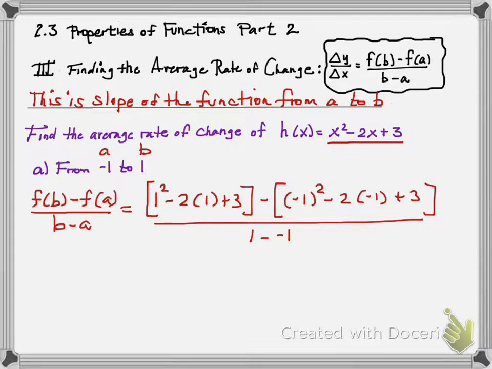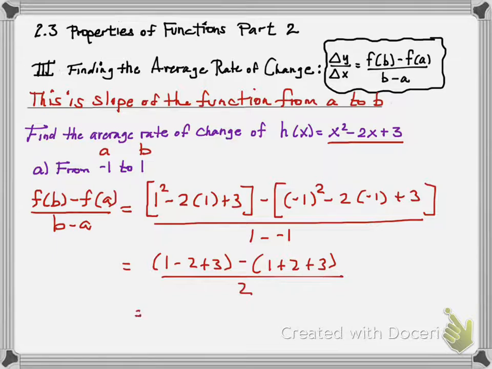Let's deal with this here. This is going to equal 1 minus 2 plus 3 minus a 1 plus 2 plus 3 all over 2, which is, let's see, 1 minus 2, that's -1 plus 3. That's going to be 2. And 1 plus 2 plus 3, that's a 6, all over 2, which is -4 over 2, which is -2. Basically, the slope on that curve, on that function, between -1 and 1 is going to be -2.